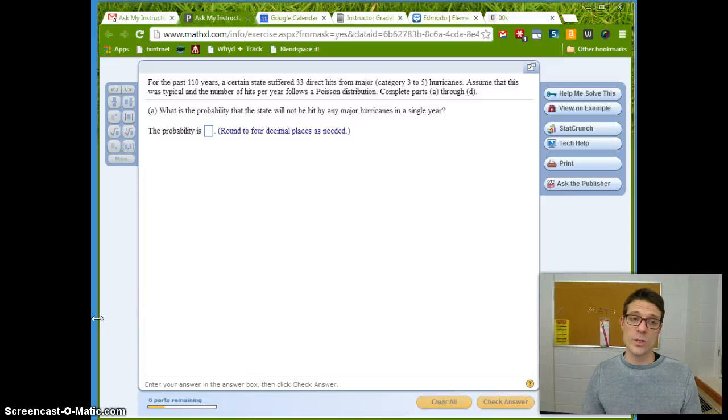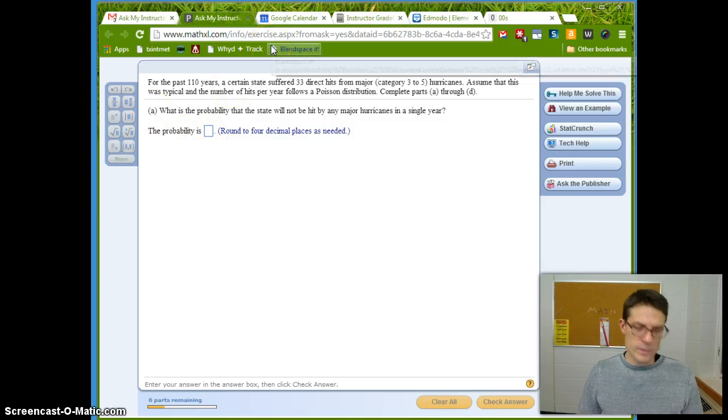Here comes a problem about a hurricane. This is from chapter 6.3 and covers the Poisson distribution. So we have, for the past 110 years, a certain state suffered 33 direct hits from major category 3 to 5 hurricanes. Assume that this was typical and that the number of hits per year follows a Poisson distribution. Complete parts A through D.